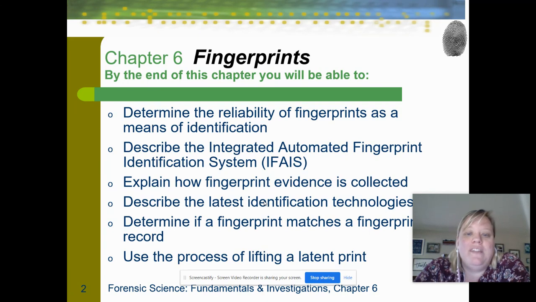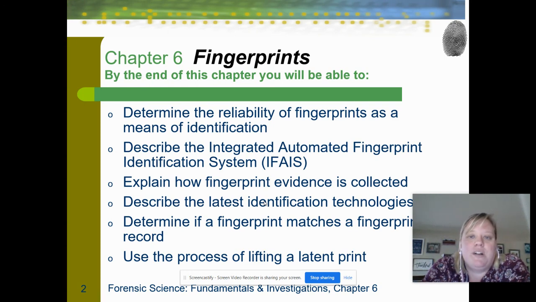We're going to describe AFIS, which is the fingerprinting system. We're going to explain how fingerprint evidence is collected, describe the latest identification technologies, and I have a video to show you actually, it's a TED Talk on the future of fingerprinting, and it's pretty cool. It gets down to the molecular level. And then we're going to determine if a fingerprint matches a fingerprint record. So I'm going to give you pictures of fingerprints and have you match them up.